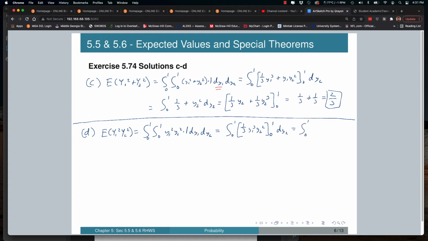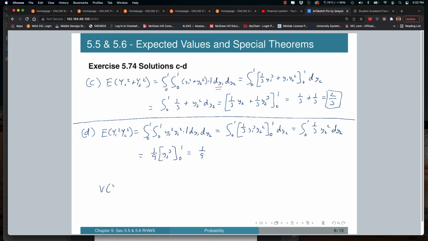So the integral from 0 to 1 of 1/3 y sub 2 squared dy sub 2. Finally, that's going to equal y sub 2 cubed over 3, and so 1/3 times 1/3 is 1/9. We evaluate y sub 2 cubed from 0 to 1, which just gives us 1/9. So that's the expected value of y sub 1 squared y sub 2 squared.